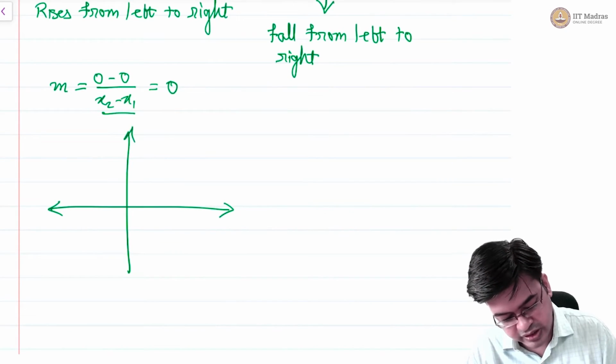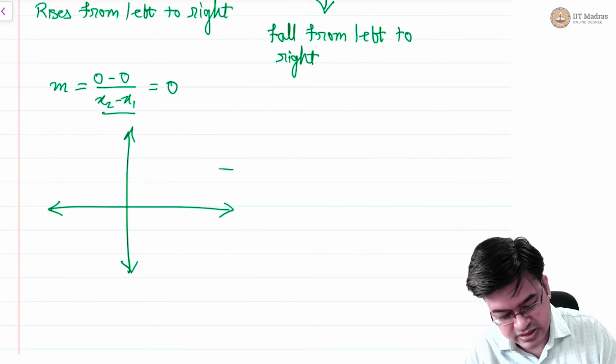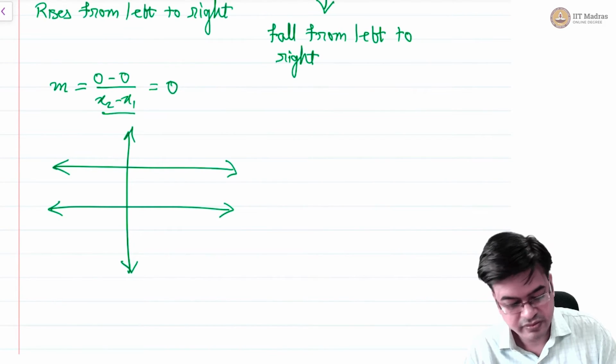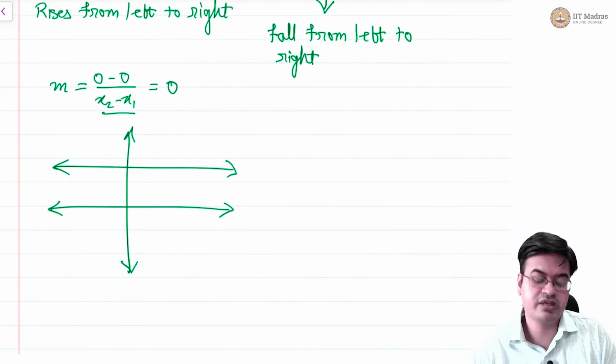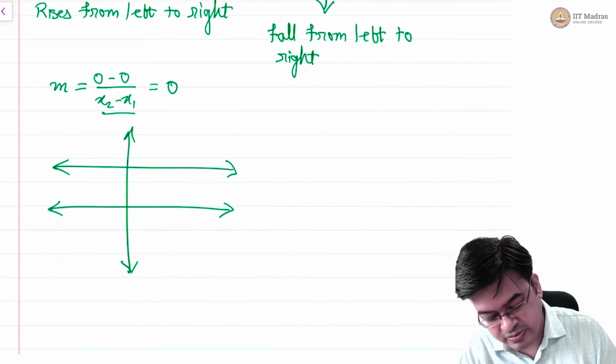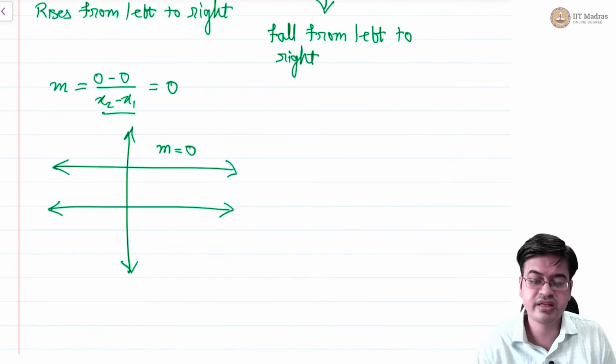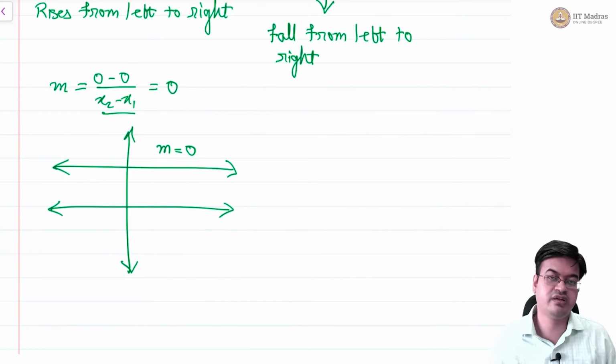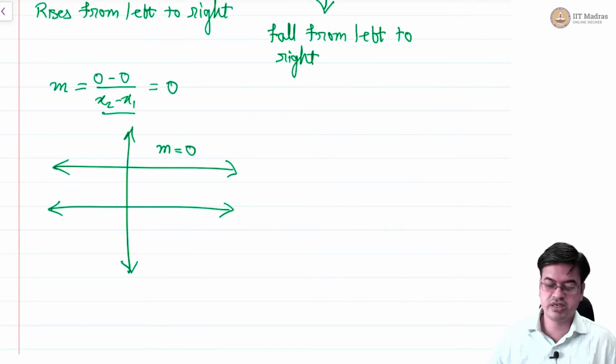And if it is not the x-axis and it is some other line, this will be the example where m can be equal to 0, where there is no rise from left to right. M is equal to 0.